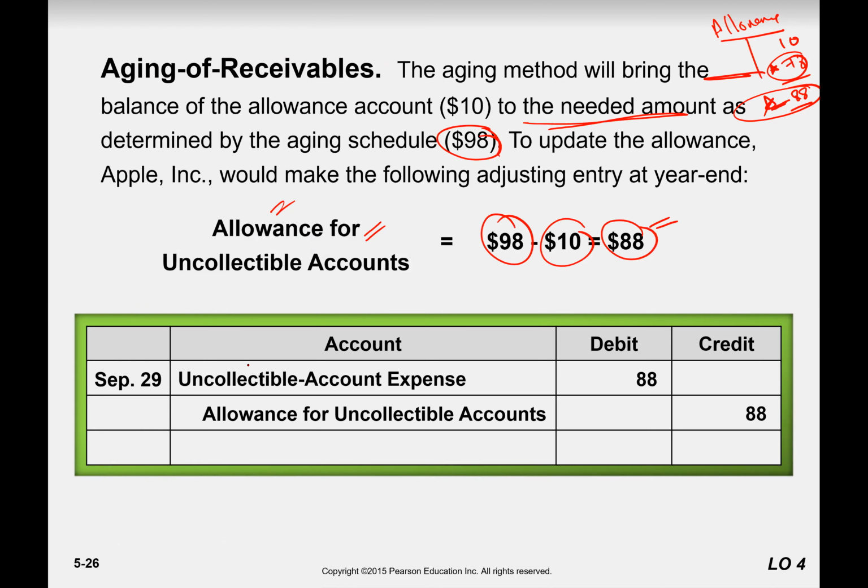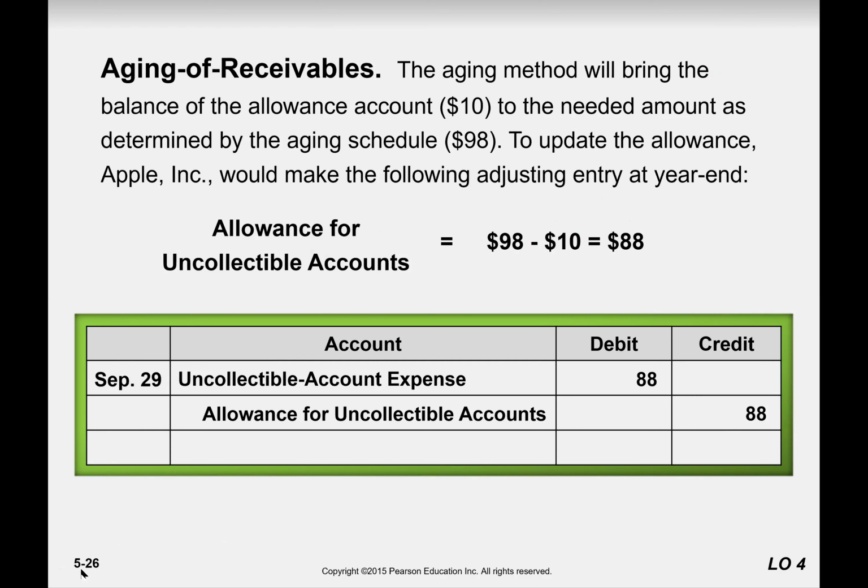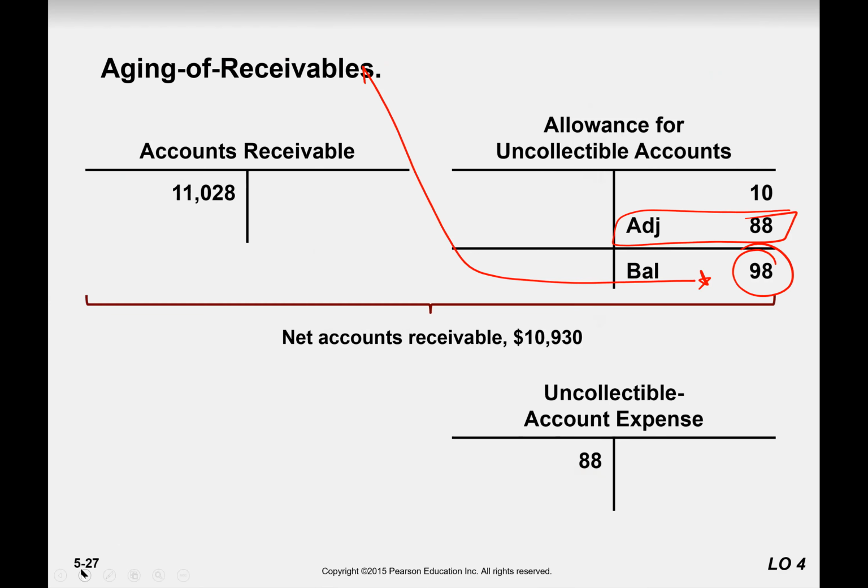The entry is the same: uncollectible account expense to allowance for uncollectible, 88, not the 98. Remember, we find 98, but we are making the entry of 88 because we already have the 10 balance here. So how are we going to account for this? Here we go. The aging will give you this total balance figure. You need to figure out the balancing amount, 88. And how are we going to adjust this 88?